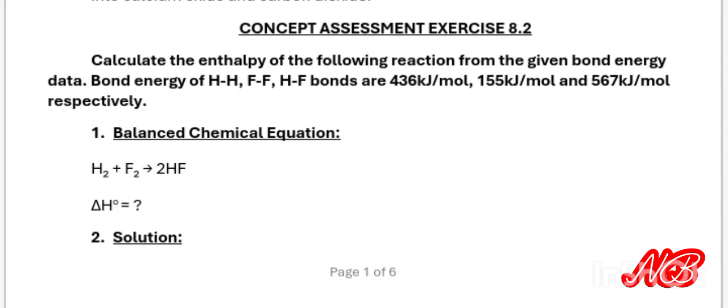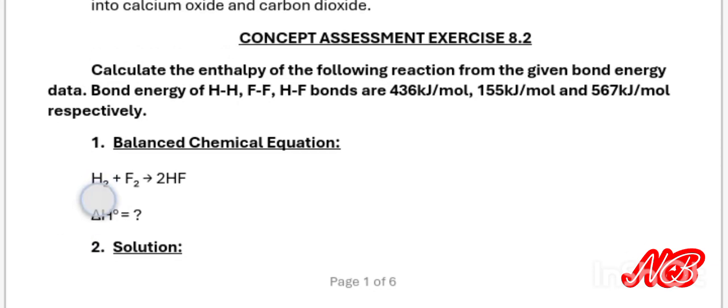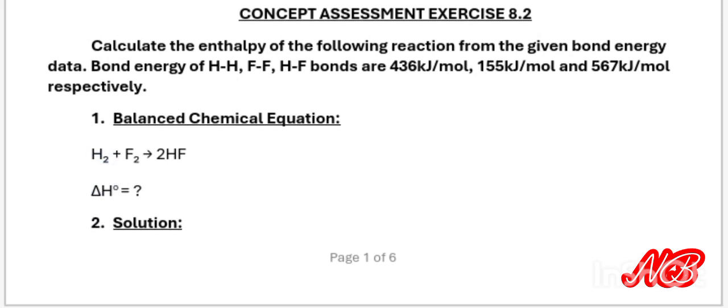So the first step is to write the balanced chemical equation. The reaction is between hydrogen and fluorine, so I'll write H2 plus F2, it will give 2HF. So this is the reaction and I have to find the enthalpy change, so delta H will be equal to unknown. Now let's see how we can solve this.